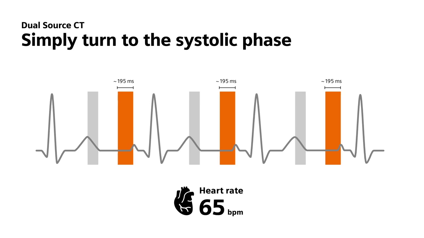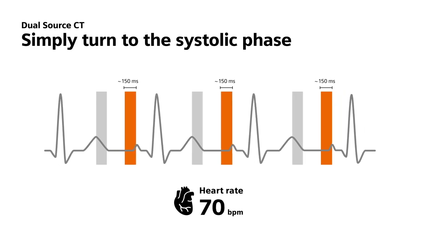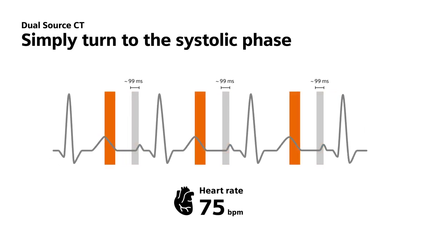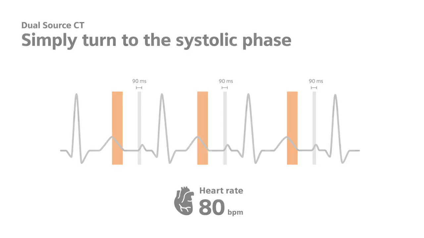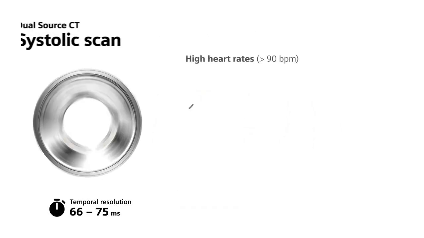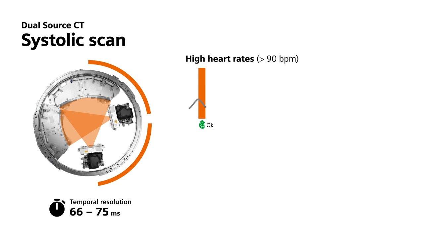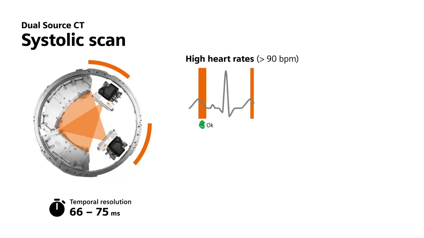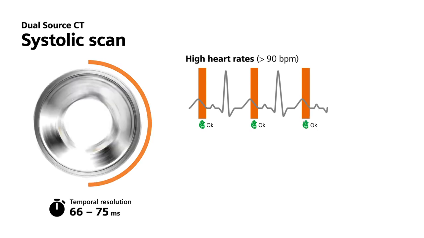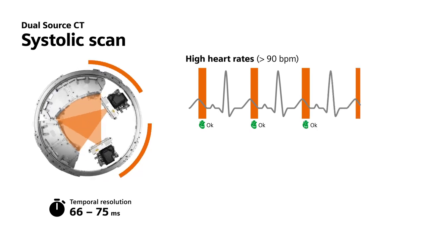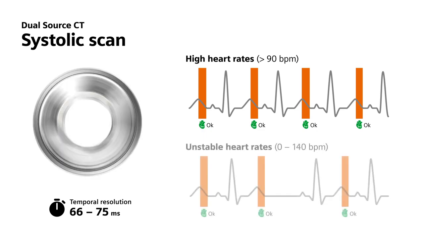But with dual-source CT, you can simply turn to the systolic phase when you need to scan patients with tachycardia or arrhythmia. This phase remains stable and predictable for all patient groups. Dual-source CT scanners offer such high temporal resolutions that the image acquisition neatly fits into the systolic phase of the cardiac cycle. This enables you to achieve cardiac scans of exceptional quality in even the most challenging cases.